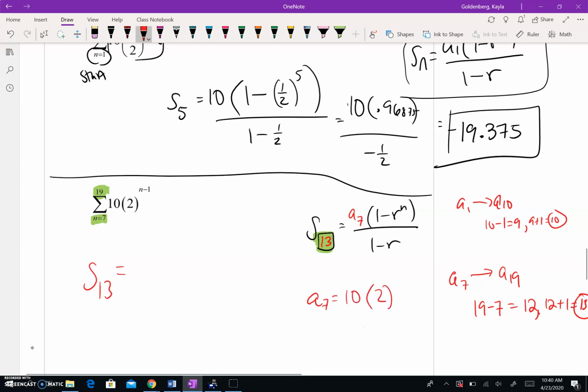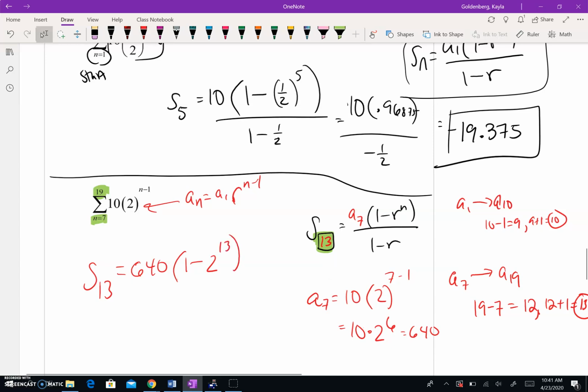I'm going to just plug it in. So 10 times 2 to the 7 minus 1. It's going to be 10 times 2 to the 6th power. Okay, so I'm going to do that real quick on my calculator. 2 to the 6th and times 10. That's going to give me 640. Okay, so it's going to be 640 times 1 minus. Now, my ratio is 2, right? That's coming from your general formula. Remember, your general geometric formula looks like this, right? And it's matching what we have here. So ratio and then number of terms is 13, all over 1 minus ratio of 2.